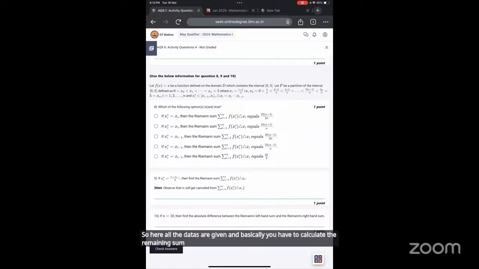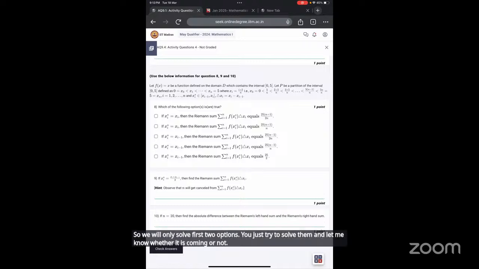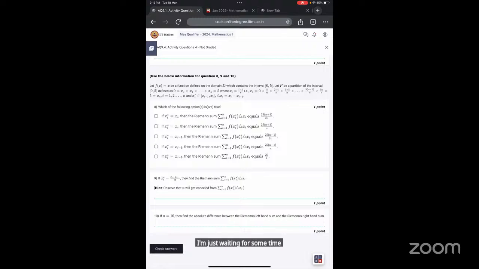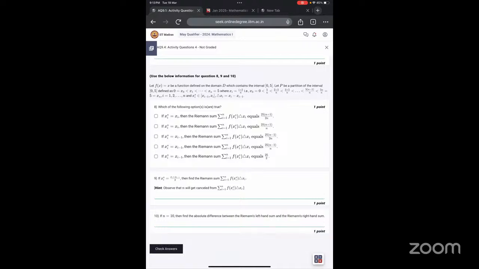Okay, so maybe not all the options we will do, only the first two options. Let us only solve the first two options of question 8, then the rest you can do in a similar way. You just try to solve them and let me know whether it is coming or not. I'm just waiting for some time so that you can do this, then we will do it together. Okay, just to revise the process.